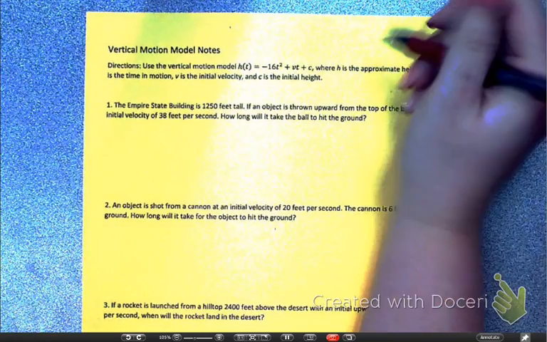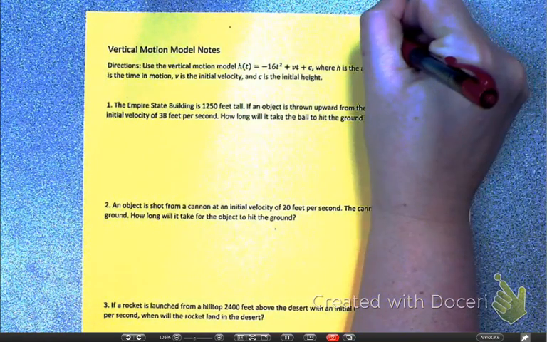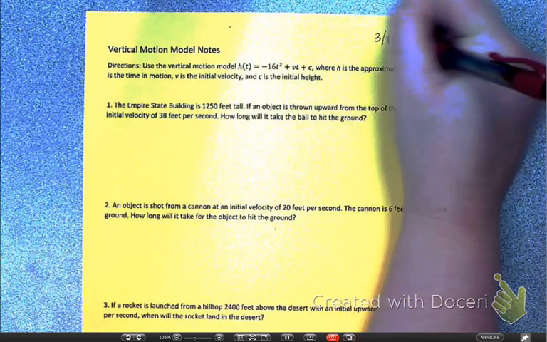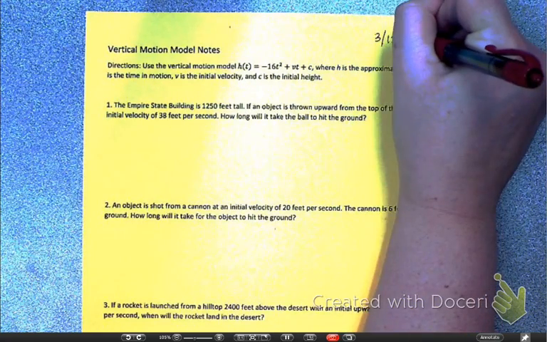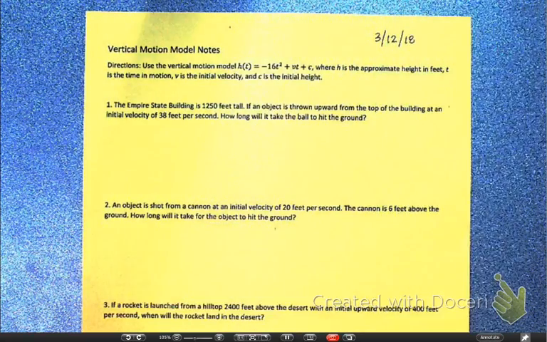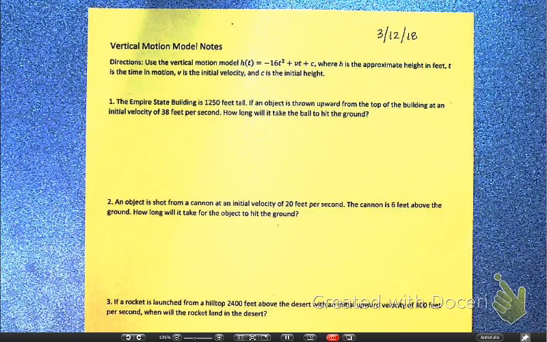So we're going to be talking about vertical motion. And before we even look at problems, all vertical motion is, say you're a basketball player and you have a basketball in your hand and you shoot the basketball to the hoop. It makes a parabola, which is our quadratic equation, and we're looking at when that basketball, or an object, hits the ground.